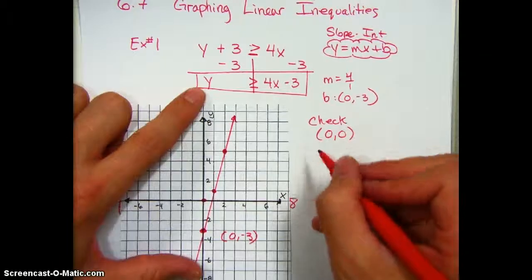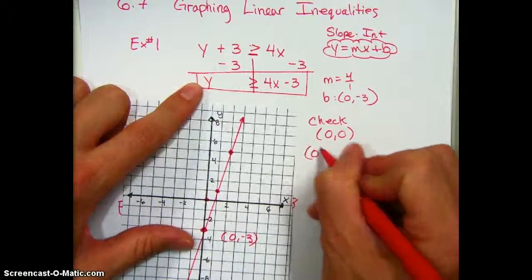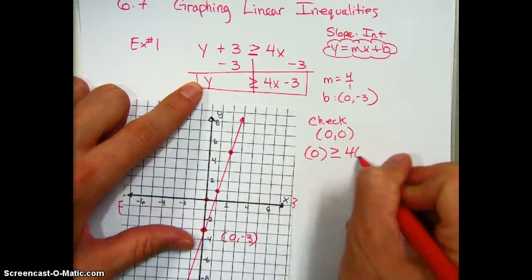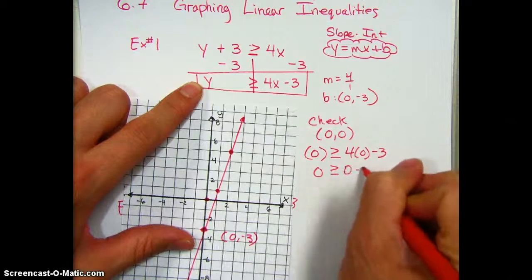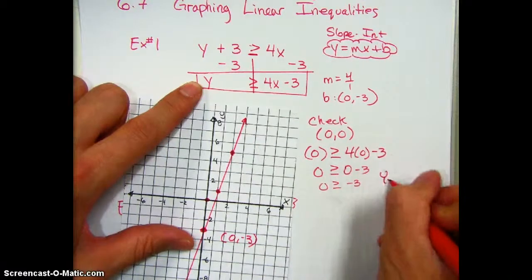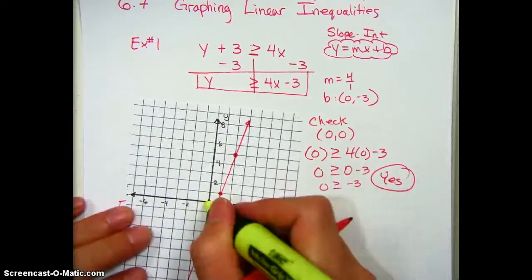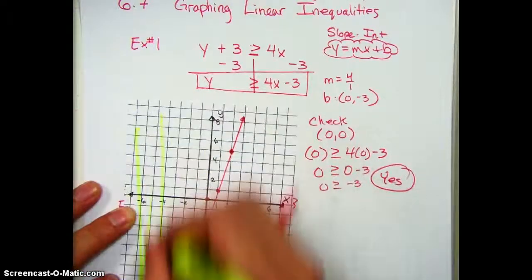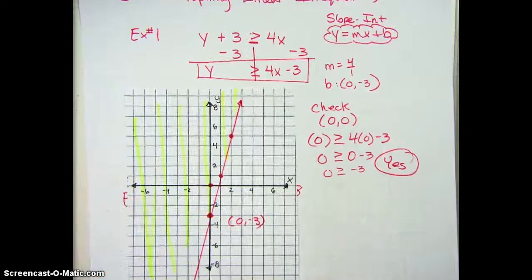So let's go ahead and plug this in right here. I can plug it into either one. I'll just go ahead and plug it in this bottom one. So 0, is that greater than or equal to 4 times 0 minus 3? Is 0 greater than or equal to 0 minus 3? Or is 0 greater than or equal to negative 3? Your answer here would be yes. So it should be shaded above the line, or the side that has the origin, and that would be everything on this side right over here. Okay, so that would be your solution in that example.